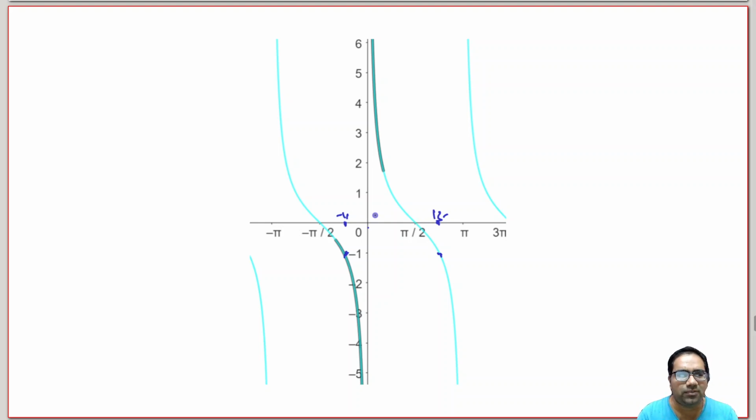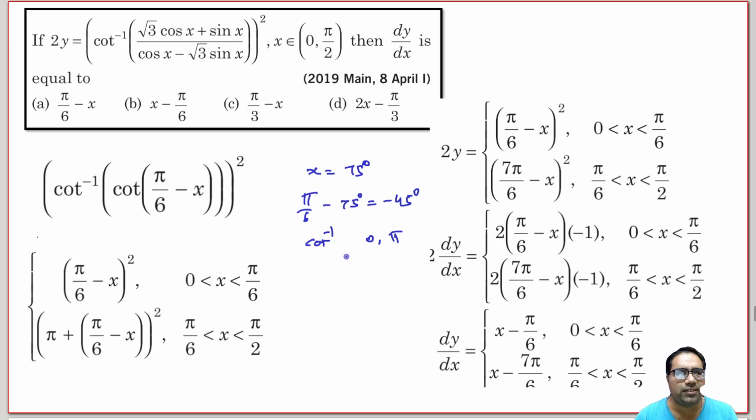So whenever we get cot inverse of some negative number, we have to correspondingly see what it is between 0 and pi, right? So for example, when x is 75 degrees, pi by 6 minus x becomes minus 45 degrees. But x can lie between 0 and pi by 2, and cot inverse should always lie between 0 and pi. So cot inverse of cot pi by 6 minus x is equal to pi by 6 minus x as long as x is between 0 and pi by 6. Otherwise, it is pi plus pi by 6 minus x.